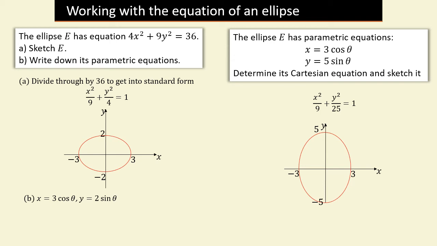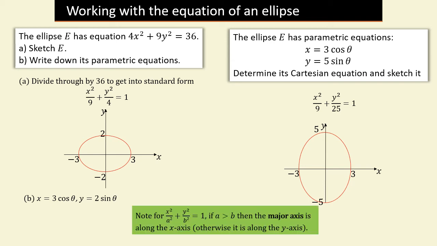Difference between the one on the right and the one on the left, the major axis is now along the y-axis. Okay, the major axis previously was along the x-axis, now it's along the y-axis, and the minor axis is along the x-axis. You can always tell which direction the axes are going to be, because if a is bigger than b, then the major axis is along the x-axis. If b is bigger than a, then it's the other way around.